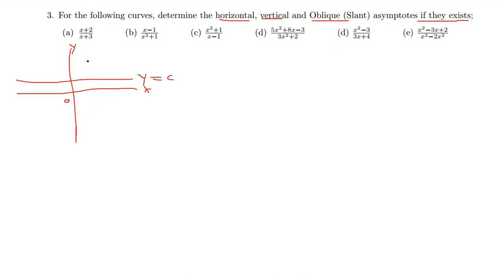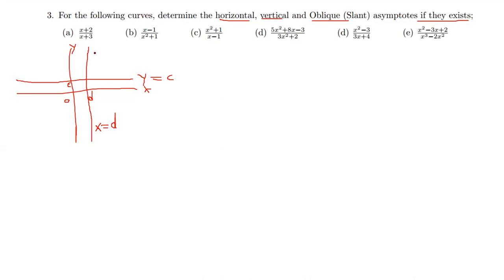And then for the vertical asymptote, it's like this. x is equal to d. If this is d, you're going to have x equal to d as your vertical asymptote, and then if this is your c there, you're going to have y equal to c as your horizontal asymptote. Then what are these asymptotes?